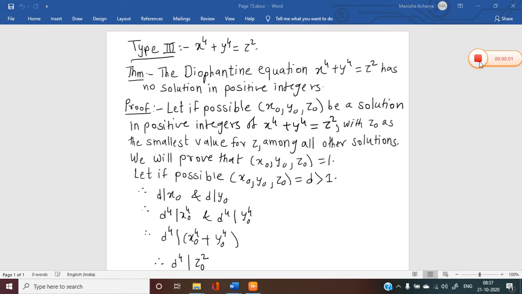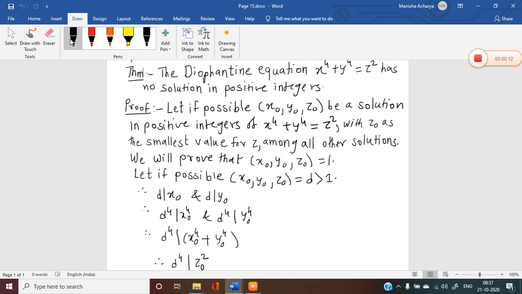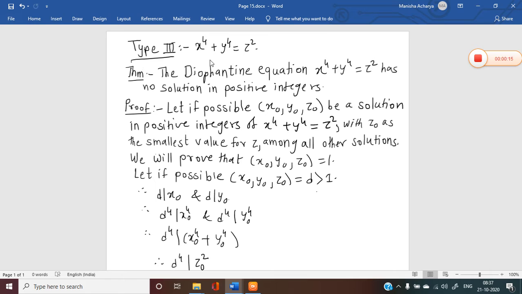Hello, dear students. Here we start with the third type of Diophantine equation, which is of the type x raised to 4 plus y raised to 4 equal to z square. Up till now we have studied two types of Diophantine equation: one is the linear Diophantine equation, the second is the Pythagorean triplet, and now this is the third one. Here we are going to show that this Diophantine equation has no solution in positive integers.